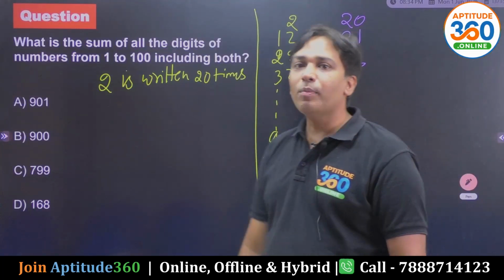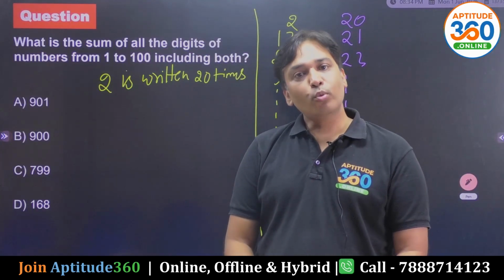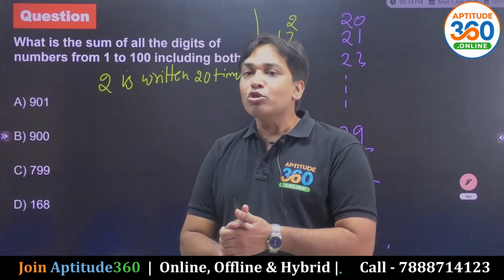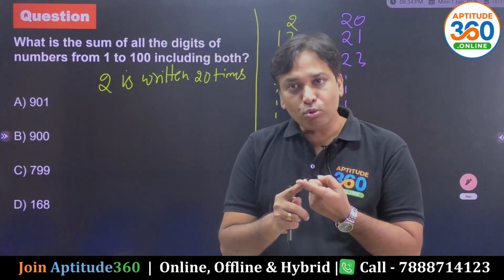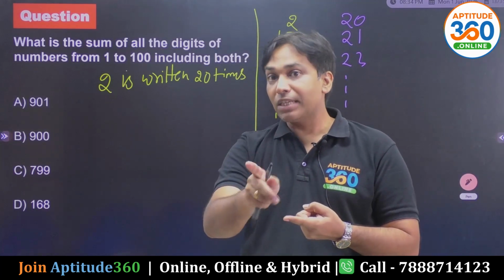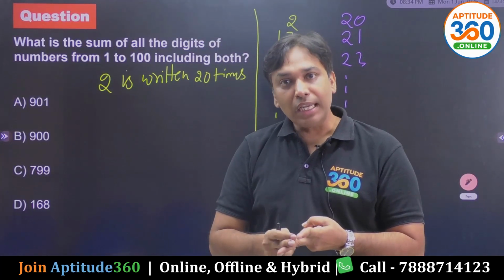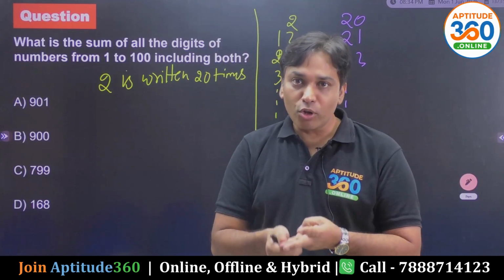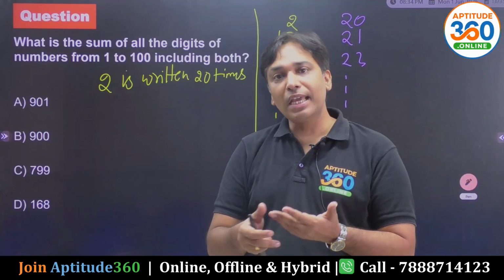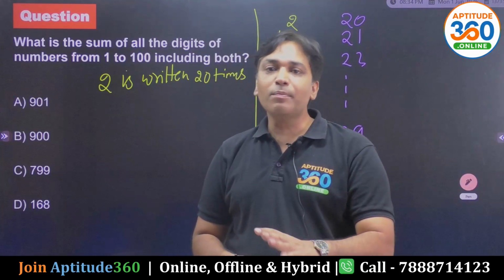So collectively, how many times are we having this? 20 times, right? So what I'm trying to say is, you write 2, it is going to be 20 times collectively from 1 to 100. How many times are we going to be writing 3? 20 times. How many times are we going to be writing 4, 5, 6, 7, 8 up to 9? All the digits are being written 20 times.